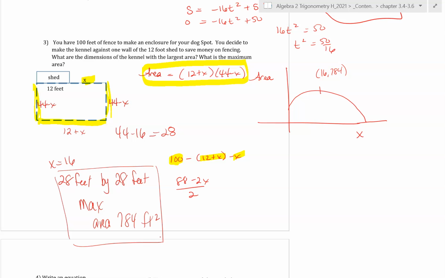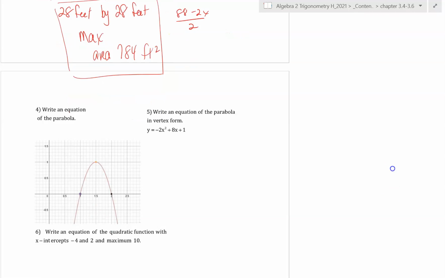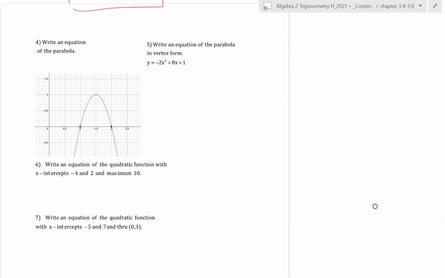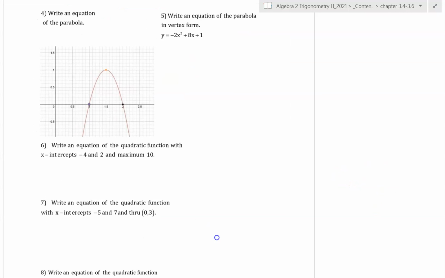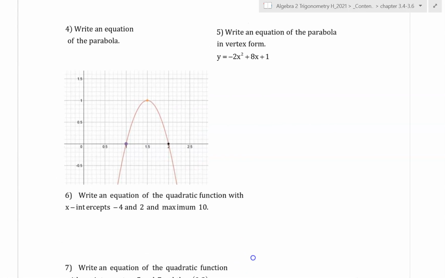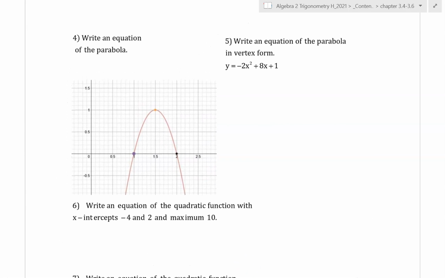Let's go ahead and turn the page, and we are going to look at some problems. These are maybe not application problems. These were from the beginning of section 3.4. So go ahead and take a look at number 4 and think about how you would write an equation for this parabola graph. Go ahead and pause the video and think about that for a minute.